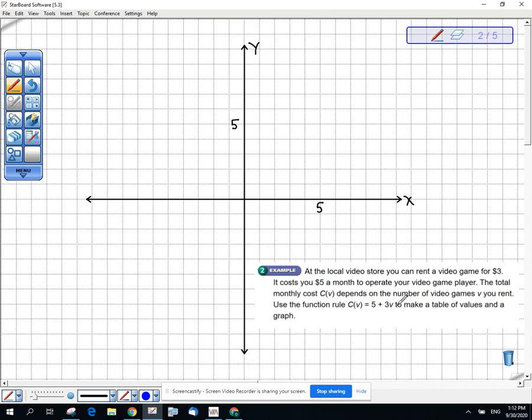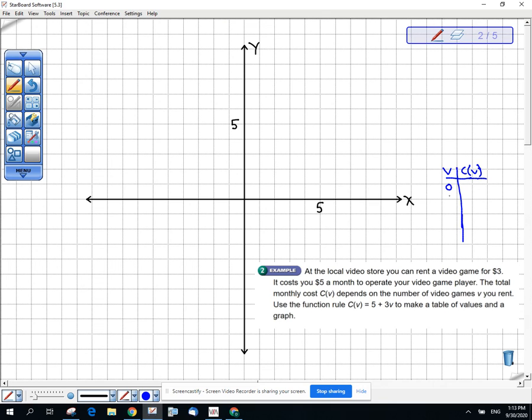Now again, this ought to make perfect sense to us based on the explanation given. The cost is $5 no matter what, plus 3 more for every video game you rent. Okay, I rent one video game, that's going to be $8 because 1 times 3 is 3 plus 5 is 8. I rent 2 video games, that's going to be $11 because 6 plus 5 is 11. Okay, and let's go ahead and start with just those two values. In fact, those that I just outlined, V and C of V, in a table.